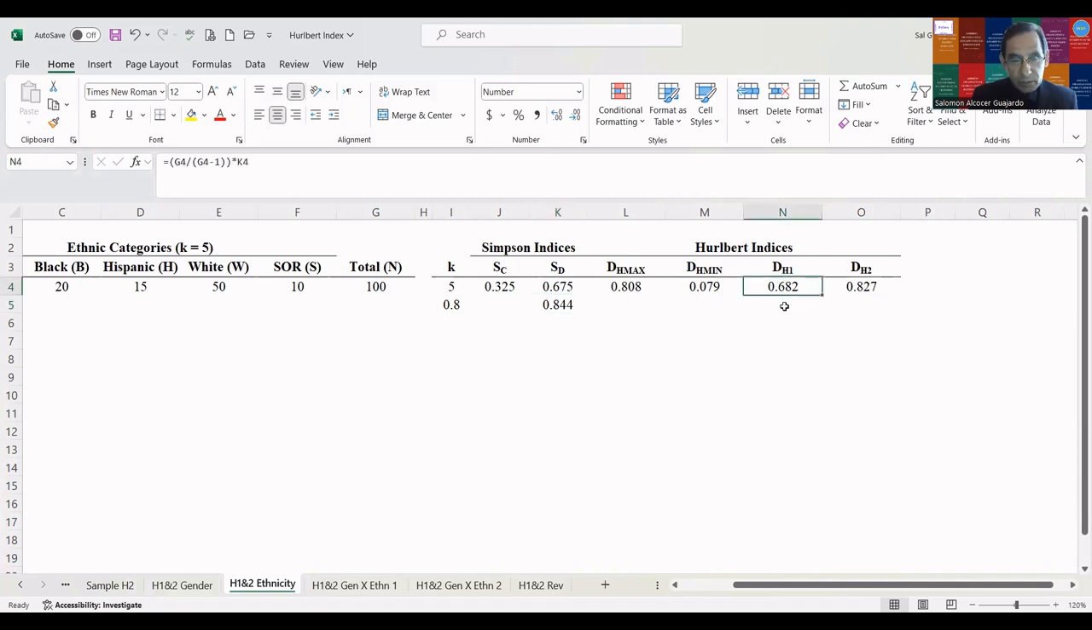Now, DH1 is the Hurlbert Diversity Index. Remember, that's going to be the total number of individuals divided by the total number of individuals minus 1 times the Simpson index. So in this case, it will be 100 divided by 99 times the Simpson index of 0.675. That gives me a value of 0.682, indicating that there's a 68% chance that 2 members of different ethnic groups will come in contact with each other.